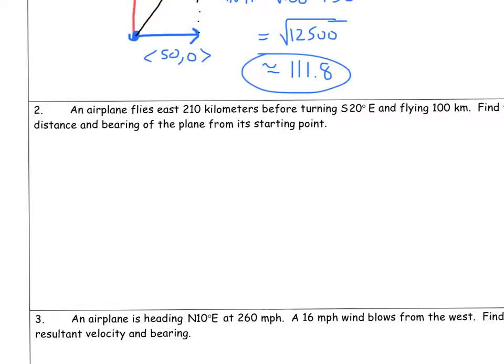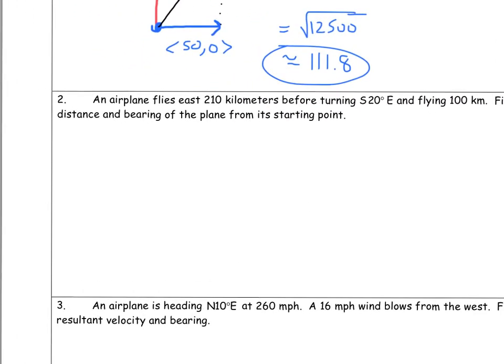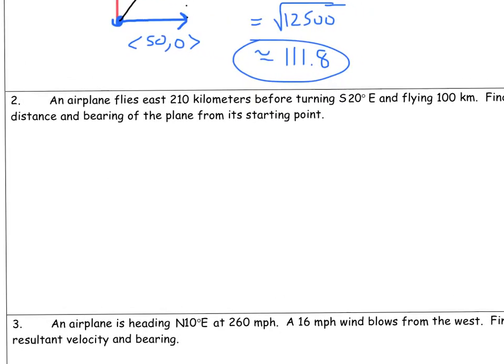An airplane flies east 210 kilometers before turning south 20 degrees east and flying 100 kilometers. Find the distance and bearing of the plane from its starting point. So it's flying east 210. Yeah, in some worlds east is the other way, but come on.